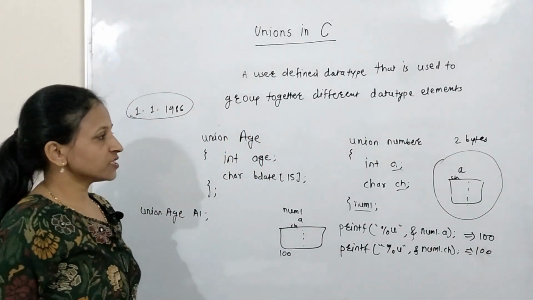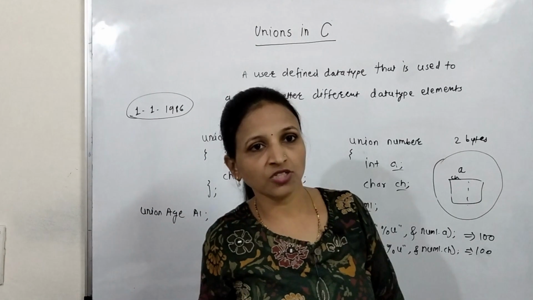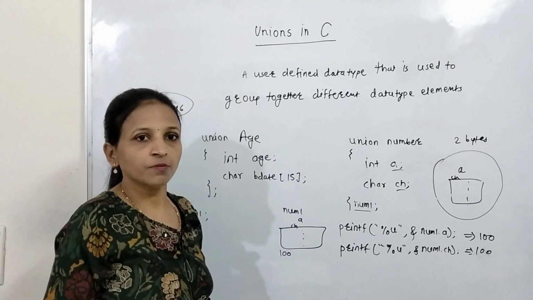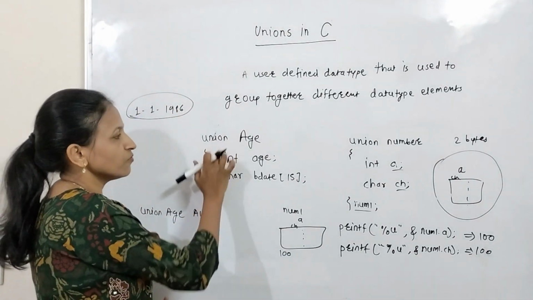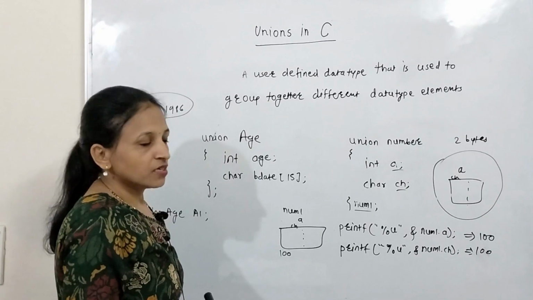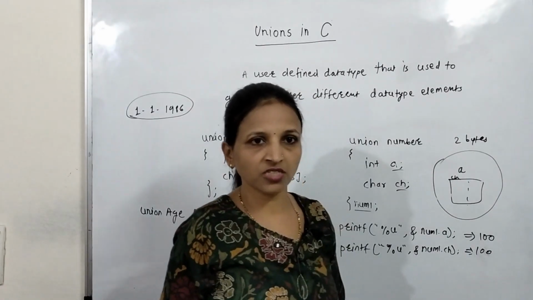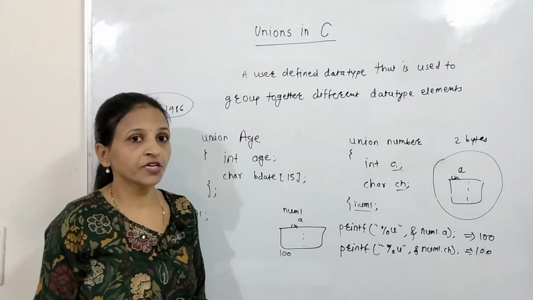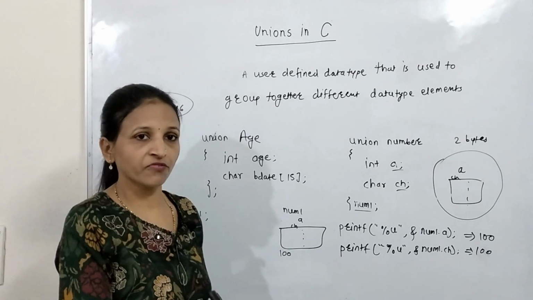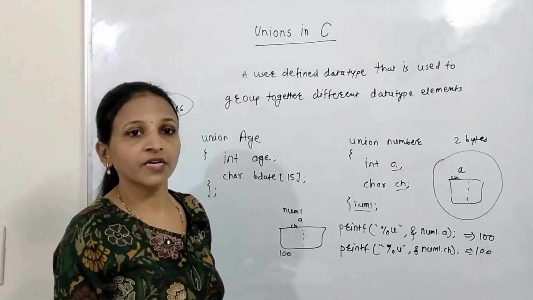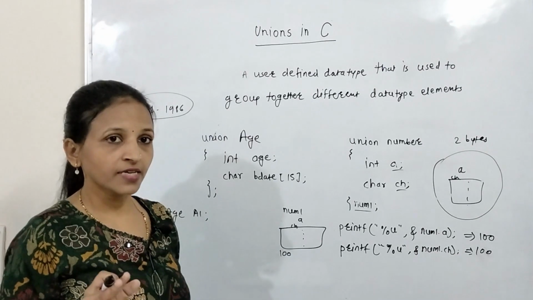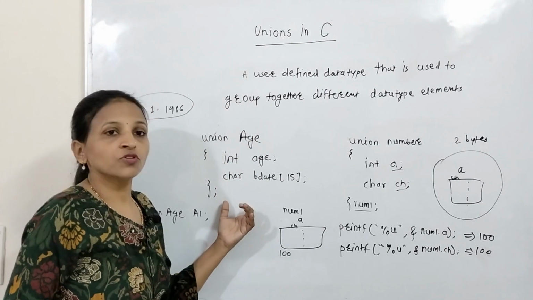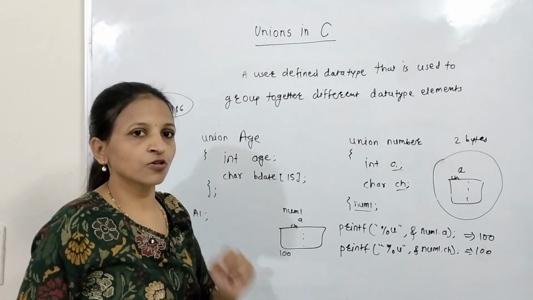One more point is there: a union can be a member of a structure and a structure can be a member of a union. Suppose I have created one Age union. Now I want to create one employee structure, and in that I want to store the age of that employee. But I don't know whether the user is going to enter age, the exact number of years, or is going to enter birth date. Any one the user will enter. In that case, how we can create the structure and how we can declare this union Age as a member of that structure, that I am going to explain.